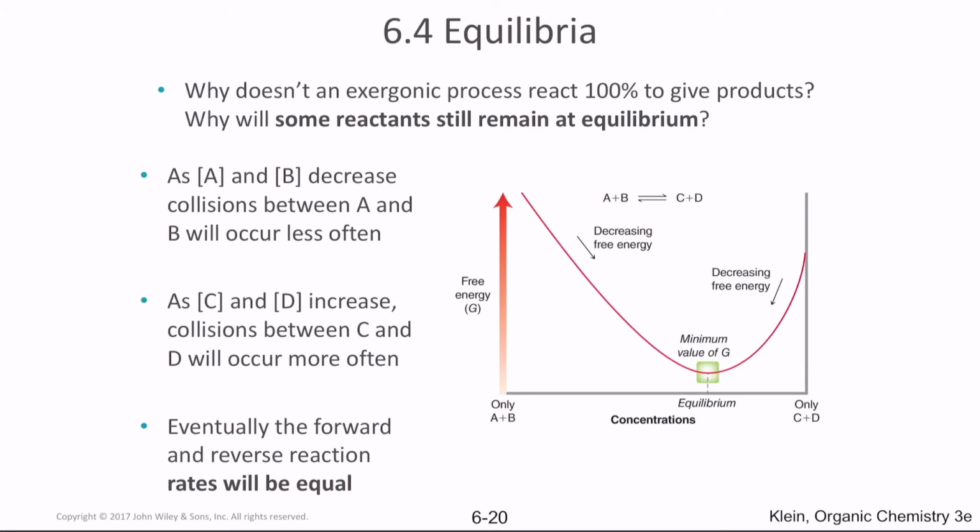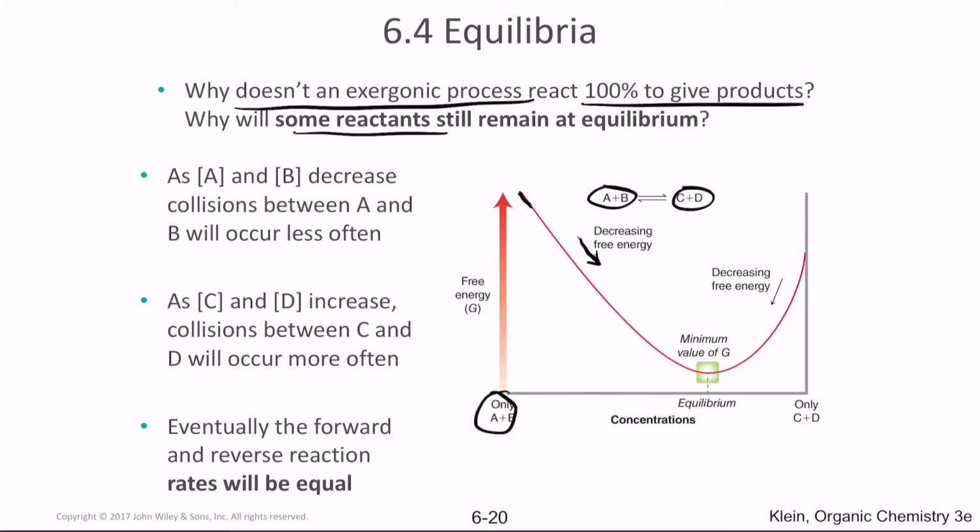So why doesn't an exergonic process react 100%? Because there will always be some reactants left. The reason mainly is because as one concentration decreases, the other concentration starts increasing. So what will happen here is that from the reactant side, when you have only A and B, you have a high amount of reactant, and the free energy will start to decrease and will reach its minimum value at equilibrium. The same thing happens for C plus D as well.